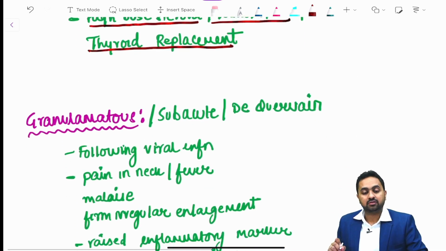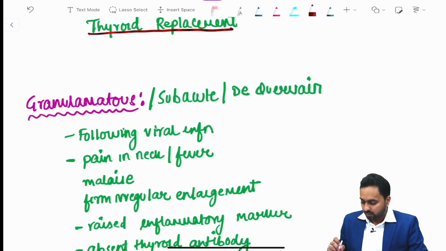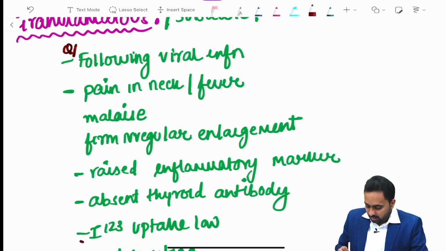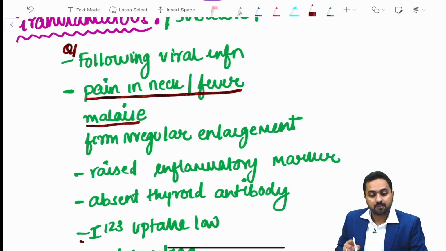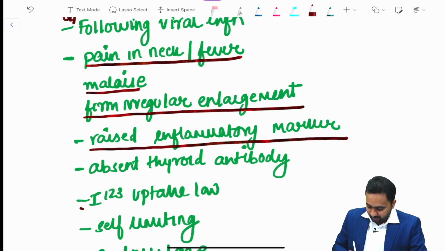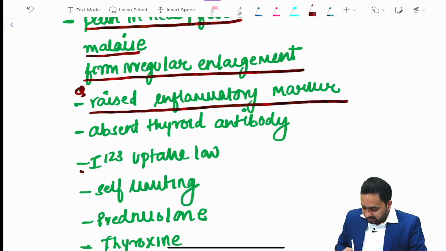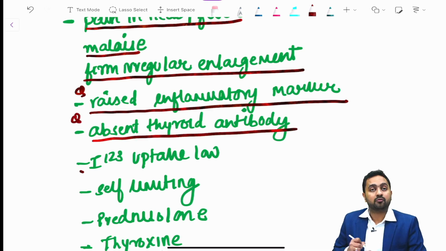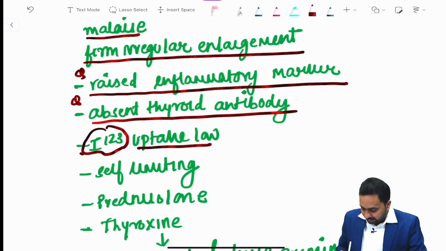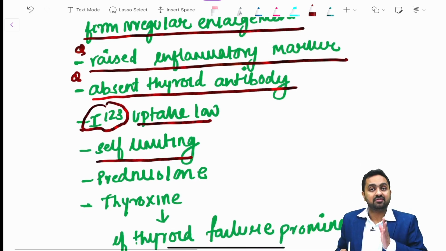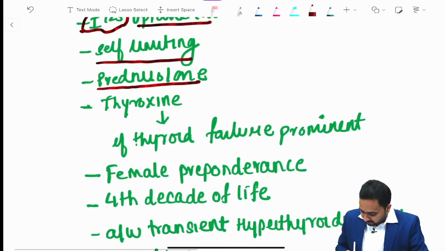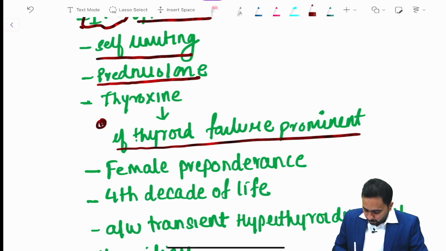Then we have the granulomatous or the subacute or de Quervain type of thyroiditis. It usually follows a viral infection, presenting with pain in the neck, fever, malaise and firm irregular enlargement. You find raised inflammatory markers. Then there is absent thyroid antibody, differentiating it from autoimmune thyroiditis. Then the iodine-123 uptake is low. It is usually self-limiting. For treatment, we use prednisolone and thyroxine if the thyroid failure is prominent, right.